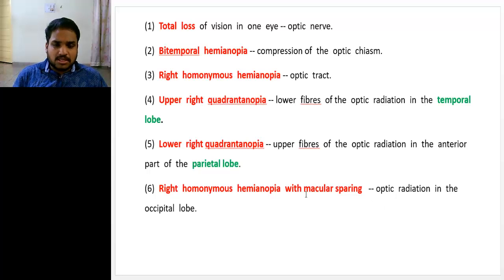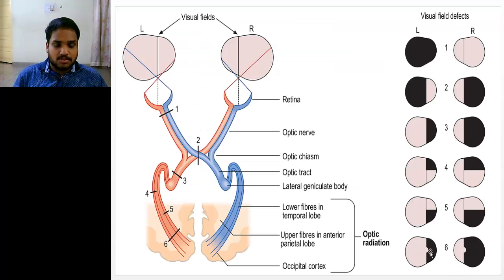So why is there macular sparing? Because this condition usually results in case of a posterior cerebral artery occlusion, right? And the macular region is spared because of the collateral blood supply that comes from the middle cerebral artery, right? So that is the reason for macular sparing. Fine.